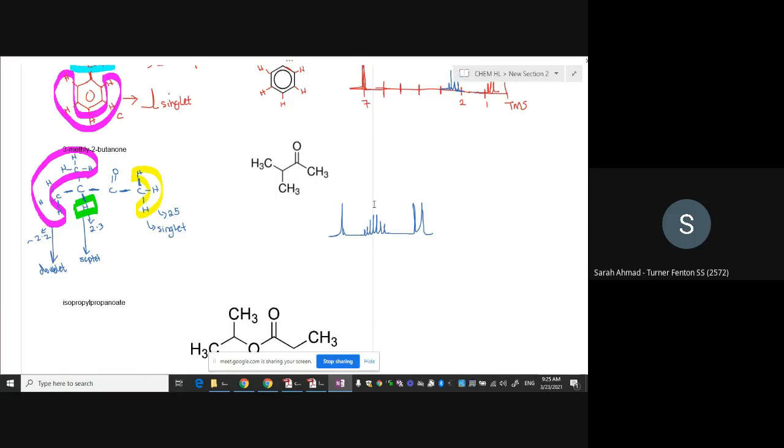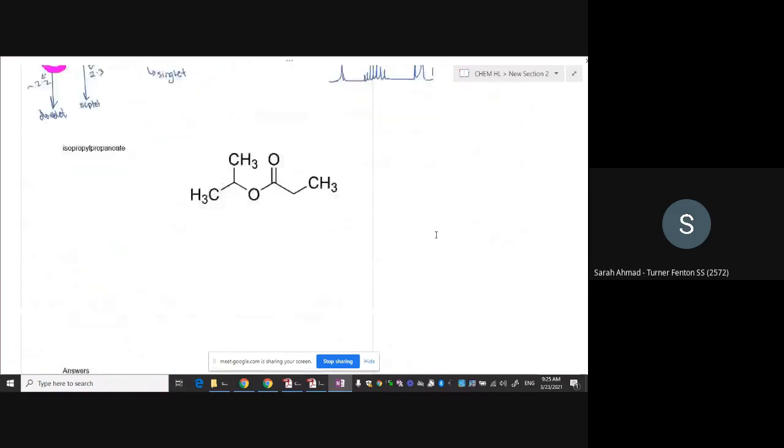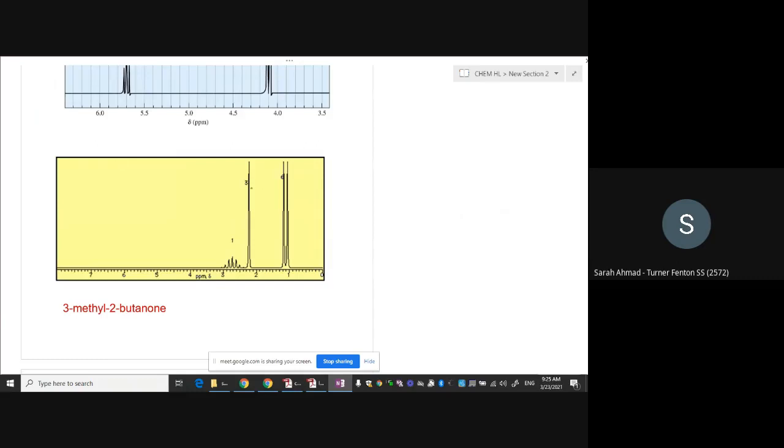Okay, so let's scroll and see how we did. Which one is it? It's the 3-methylbutanone. And that's what we got. There's the doublet, right? There's the singlet. There's the septet. Sometimes the peaks, like over here, I got 1, 2, 3, 4, 5. It's hard to see these tiny bumps here because they're so small. So don't get alarmed if the numbers don't measure up, especially in a multiplet, right? Multiple peaks are sometimes hard to consolidate.